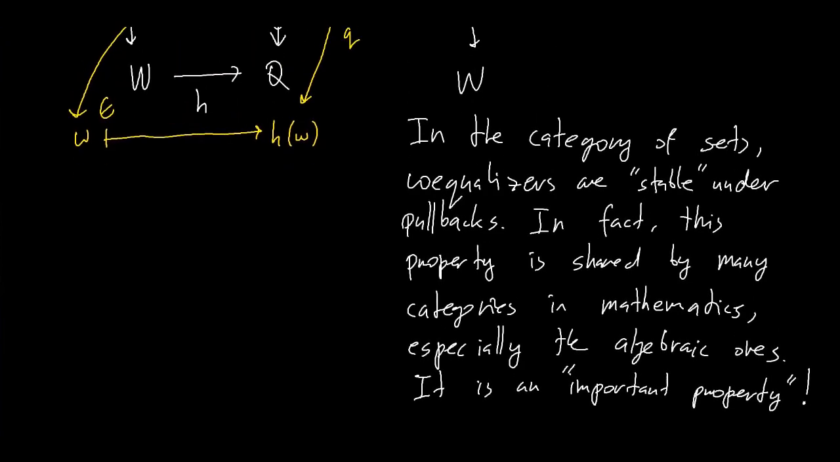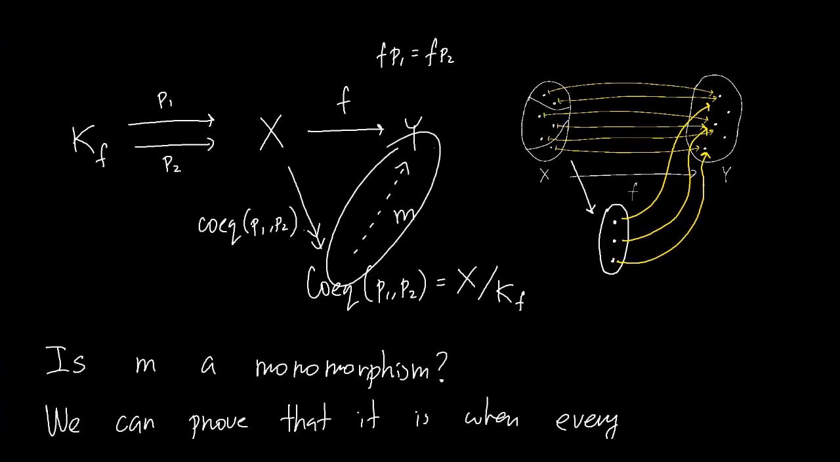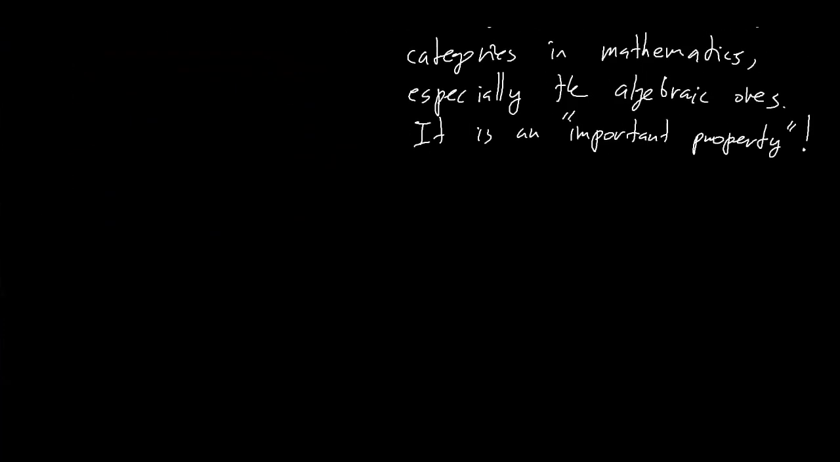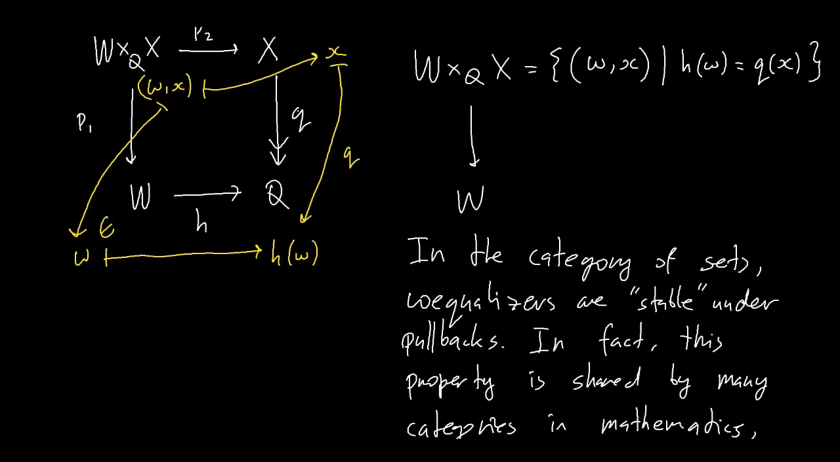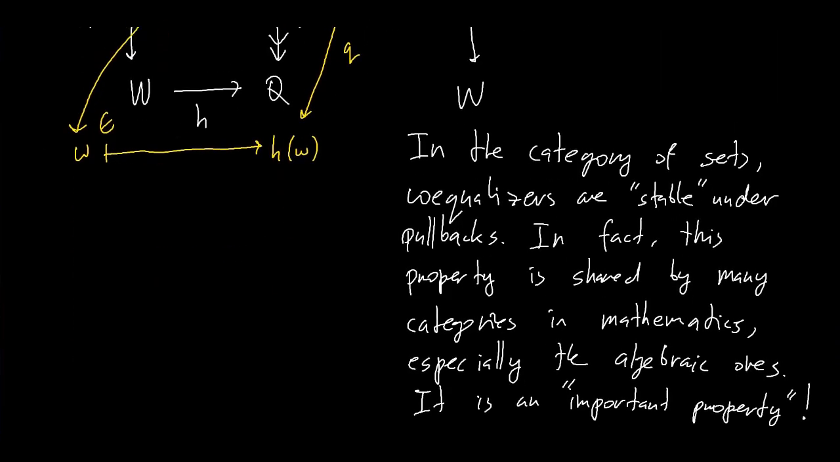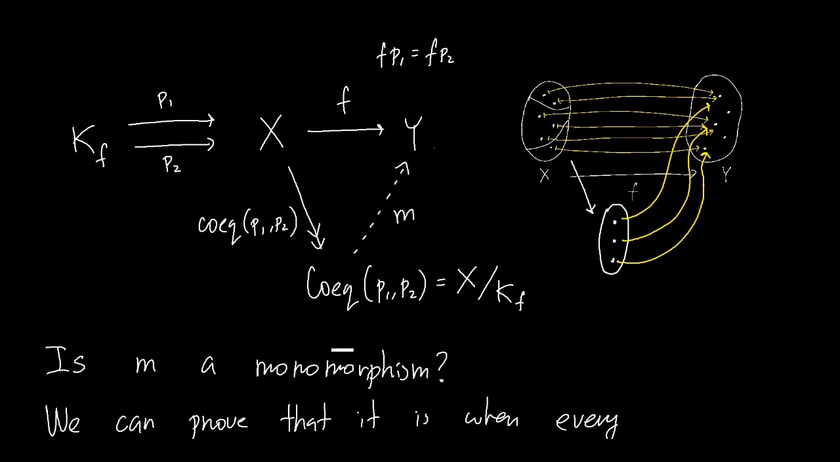And to show its usefulness, we will now use that property to prove that when it holds, M will indeed be a monomorphism. And the proof is absolutely spectacular. The whole idea of the proof is to draw a very specific type of diagram. We take Y, we draw M. Can you please repeat what we are going to prove exactly? This property, that the pullback of a coequalizer is always a coequalizer, we're going to prove that this property forces the M here to be a monomorphism.